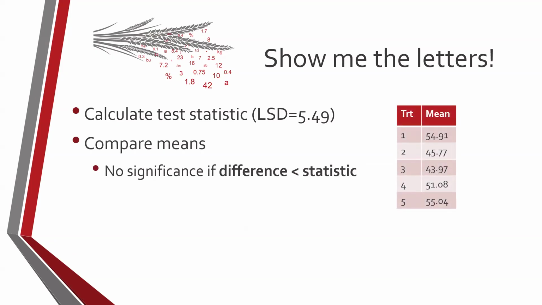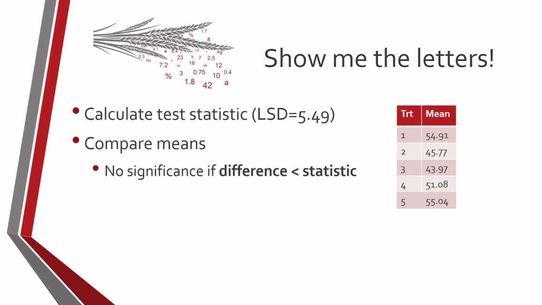Then what you do is compare the largest treatment mean to each of the other means using that test statistic. I like to imagine it as basically a ruler. That test statistic, 5.49, is the size of our ruler, and now we go measure up the treatments to compare them.